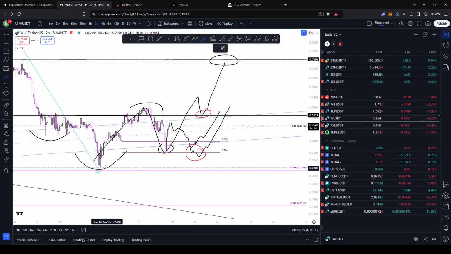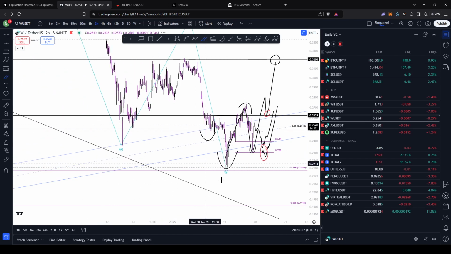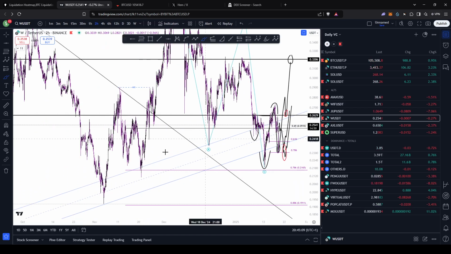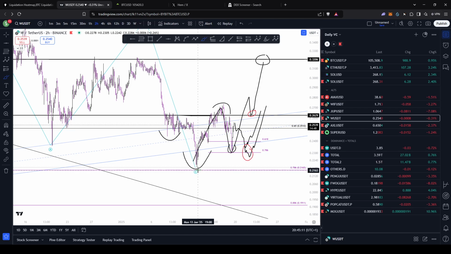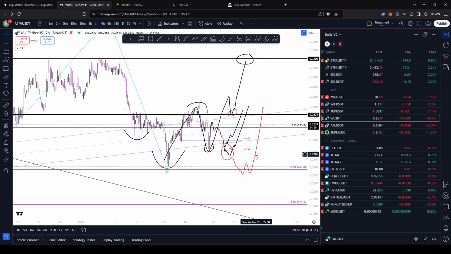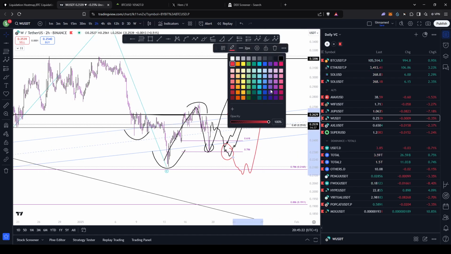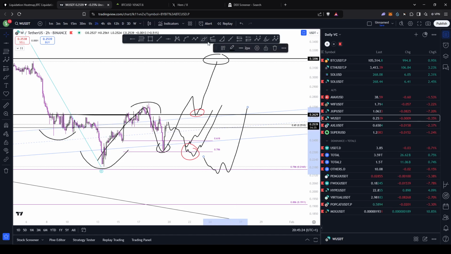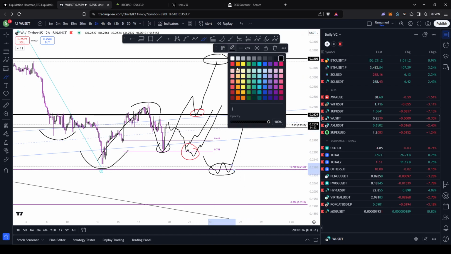If this does not hold, I would still be expecting us to make a higher low from this low back here. Since we did front run the 0.786, we could come back for that, tap into the 0.786 properly this time, get a nice reaction, and then push up. So I would add that to a potential scenario that I could be looking for on Wormhole.